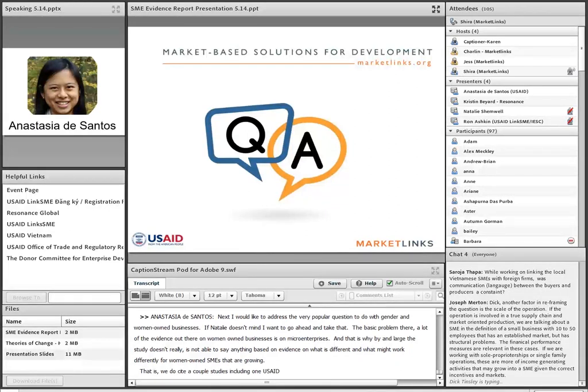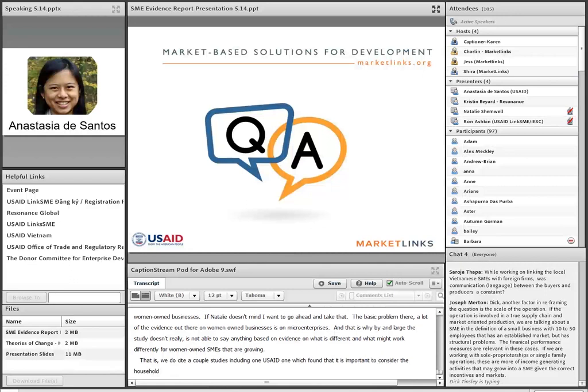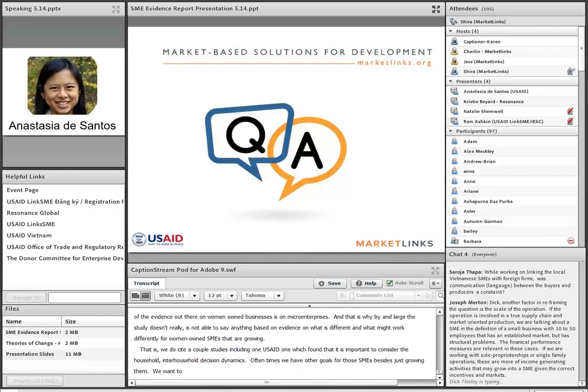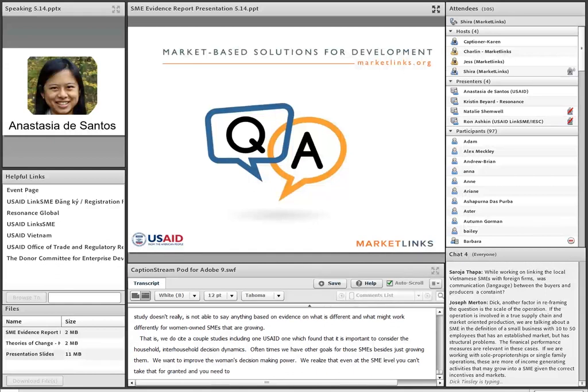That said, I think we do cite a couple of studies, including one USAID one, which found that it is important to consider the intra-household decision dynamics. And oftentimes we have other goals for those SMEs besides just growing them. We also want to improve the women's decision-making power. And we realize that even at the SME level, you can't take that for granted, and you need to offer parallel interventions to address that issue.